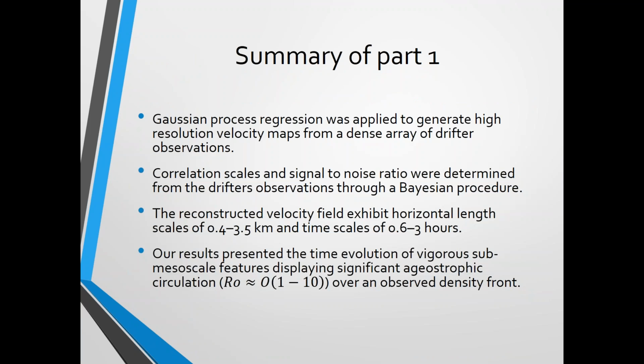So to summarize this part, the Gaussian process regression was applied to generate high-resolution velocity maps from a dense array of drifters. Correlation scales and signal-to-noise ratio were determined from drifter observations through the Bayesian optimization procedure. The reconstructed velocity exhibited horizontal length scales from the order of 400 meters to 3.5 kilometers, and time scales from 40 minutes to about 3 hours. And our results presented the time evolution of vigorous submesoscale features displaying significant ageostrophic circulation over an observed density front.